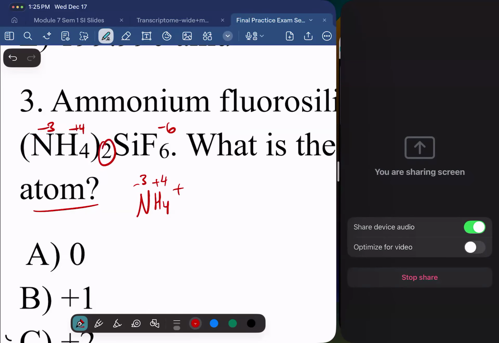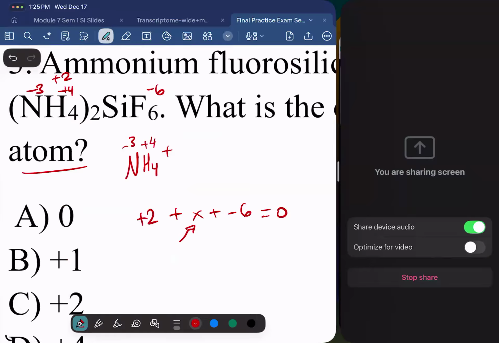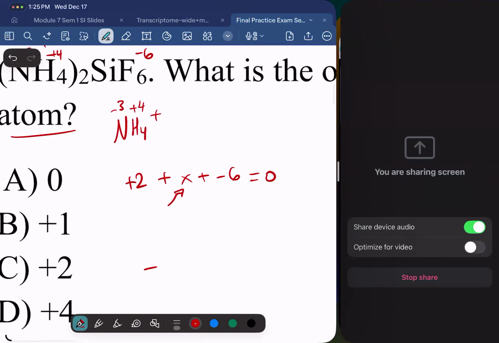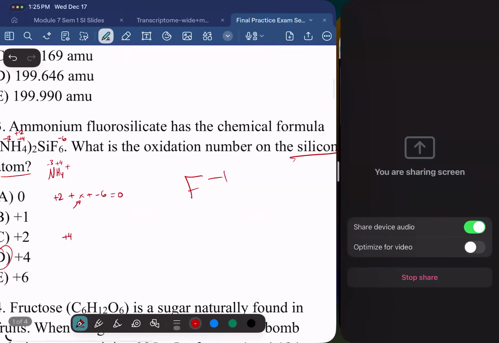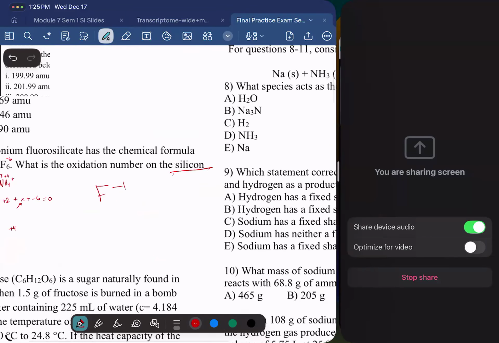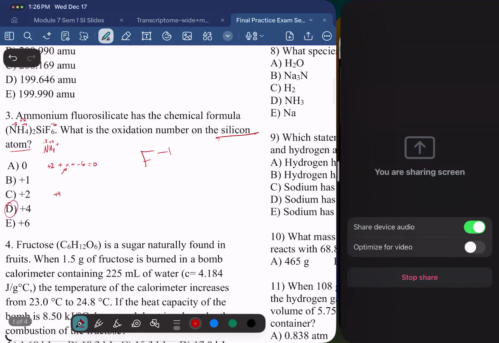However, because there's a subscript of 2, this overall charge is going to be +2. All right. And so now we have +2 plus silicon, which is X, plus -6, equals 0. So what value should X be in order for everything to equal 0? It has to be +4. So that's why the answer choice is D. Does anyone have any questions about that? Comments, concerns, thought processes you want to run by me?